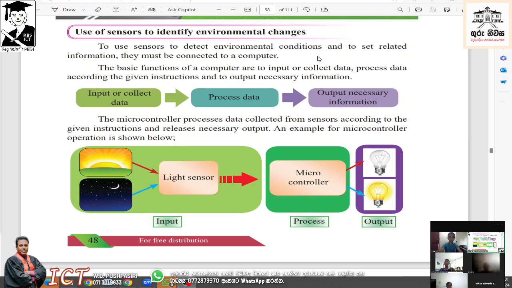Now here you are inputting data, and the data is going to be processed in the next box. In the final box you get the output, the necessary requirement.